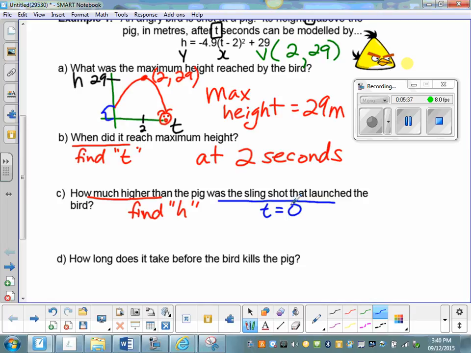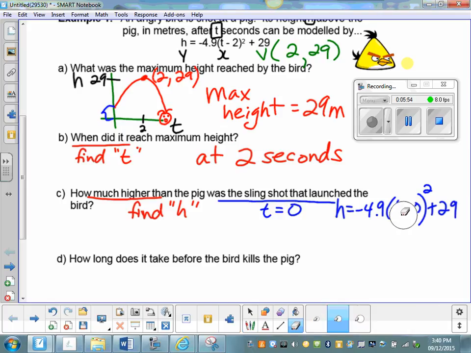So if I do that, it's going to look like this. Negative 4.9 times t minus 2, squared, plus 29. So I put 0, whoops. Let me just fix that. I'm a little ahead of myself there. So 0 has to go in for the t, so it's going to be 0 minus 2. There, that's better.